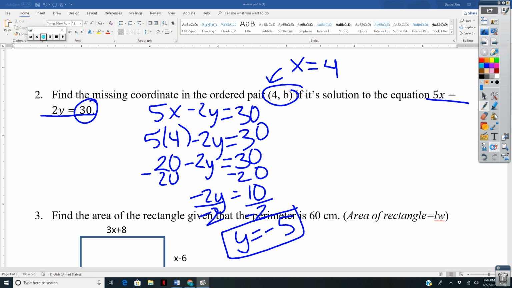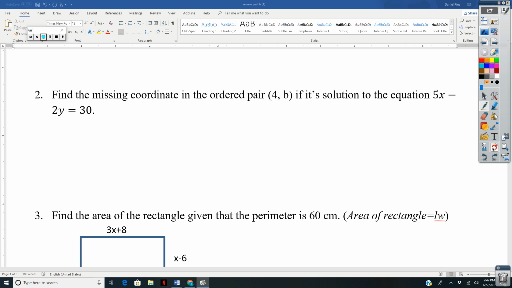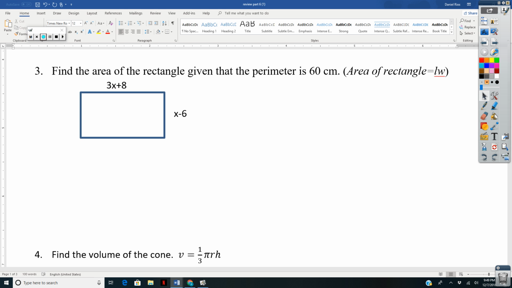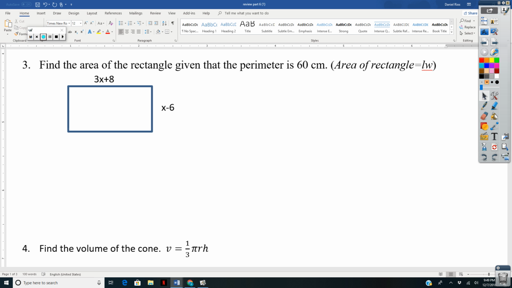Go on to the next one. The next one is a lot of steps, but they're easy steps. It's very doable. It says find the area of the rectangle given that the perimeter is 60. First of all, if this is 3x plus 8, that means this is 3x plus 8. If that's x minus 6, this is x minus 6.